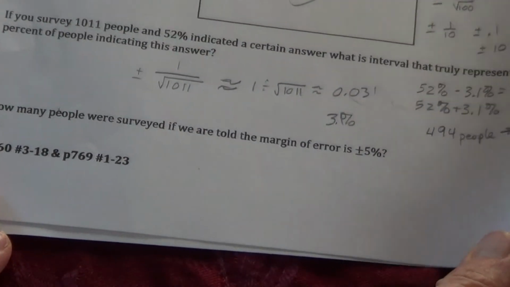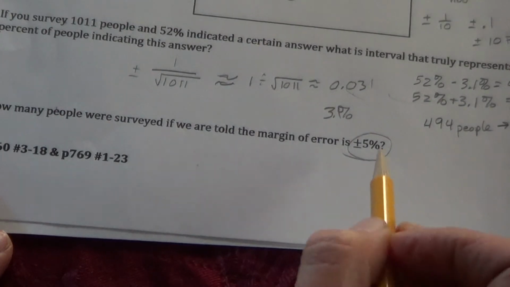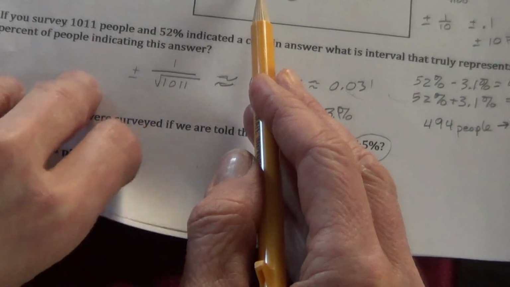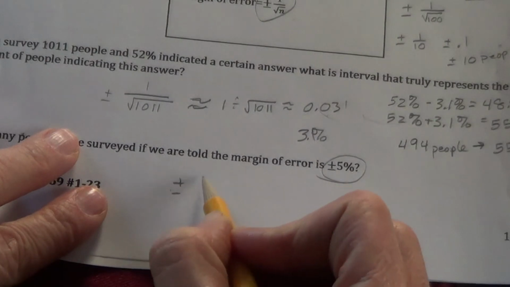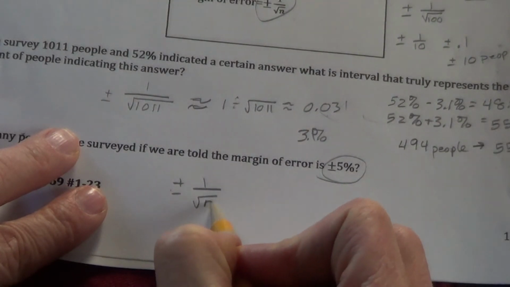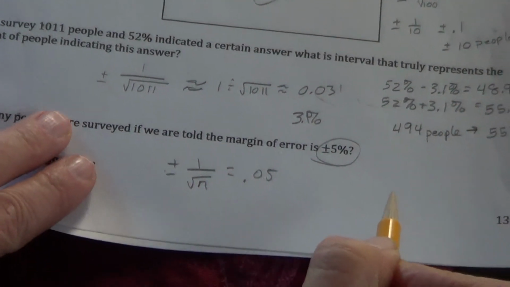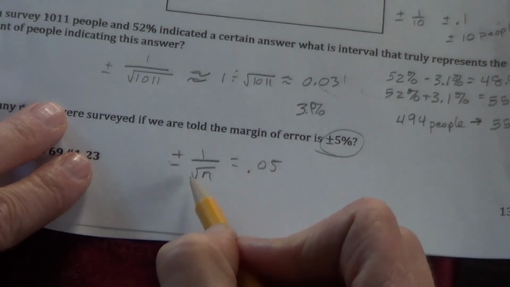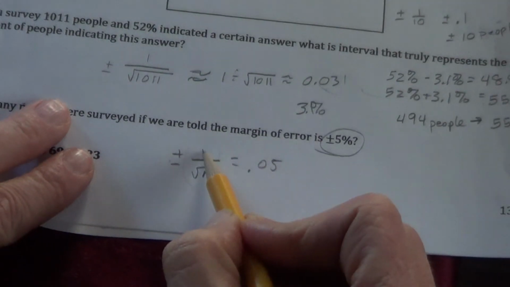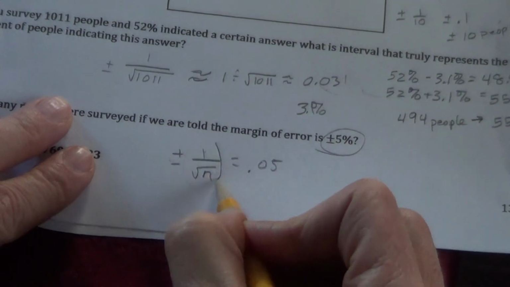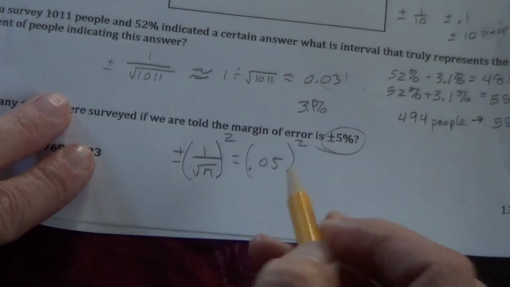So now we look at what if you're told that you have a margin of error of 5%. Can you figure out how many people were surveyed? Well, we go back to our margin of error formula, and we know that plus or minus 1 over square root of n equals 0.05. Well, if that's the case, couldn't we square each side to get rid of that square root? So if we square each side, the plus or minus is going to be eliminated.